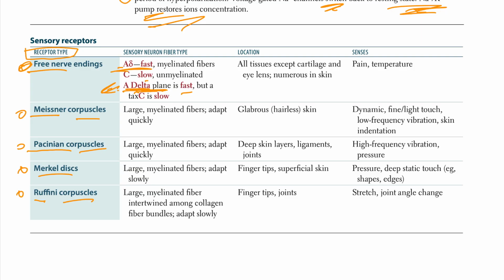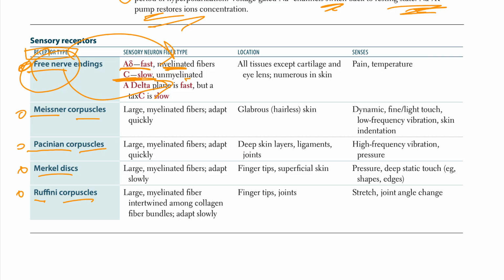Sure, why not? I don't see a problem in this mnemonic. A delta is fast because it's a myelinated fiber, and C is slow because it is an unmyelinated fiber. So with free nerve endings, you're looking at myelinated fibers and unmyelinated fibers. The myelinated ones are A, and the unmyelinated are C. And you can just say whichever is myelinated is going to be fast.